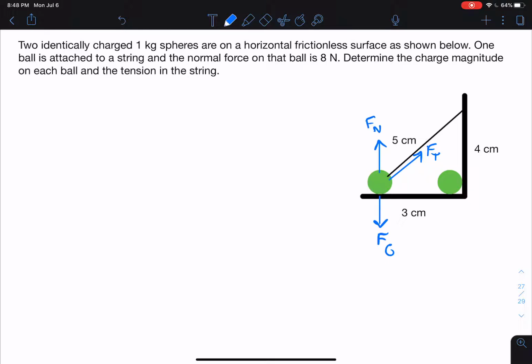And my two spheres are identically charged. That means they have the same polarity, which means they are repelling each other. So that means I've got an electrostatic force going to the left.